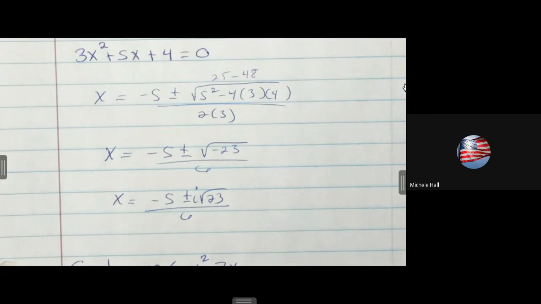Unless it says round answers to 2 decimal places. That's when you know they want you to do it. But if it doesn't say that and you're not graphing, you don't change it.